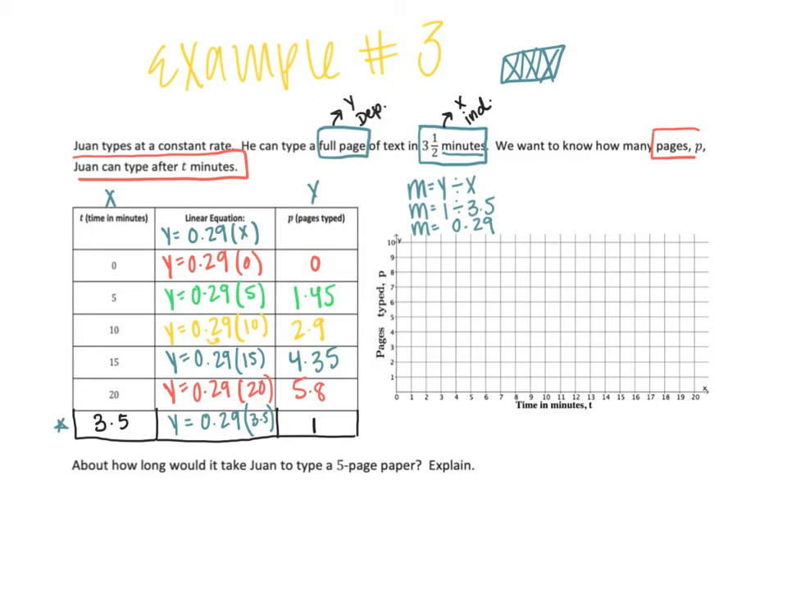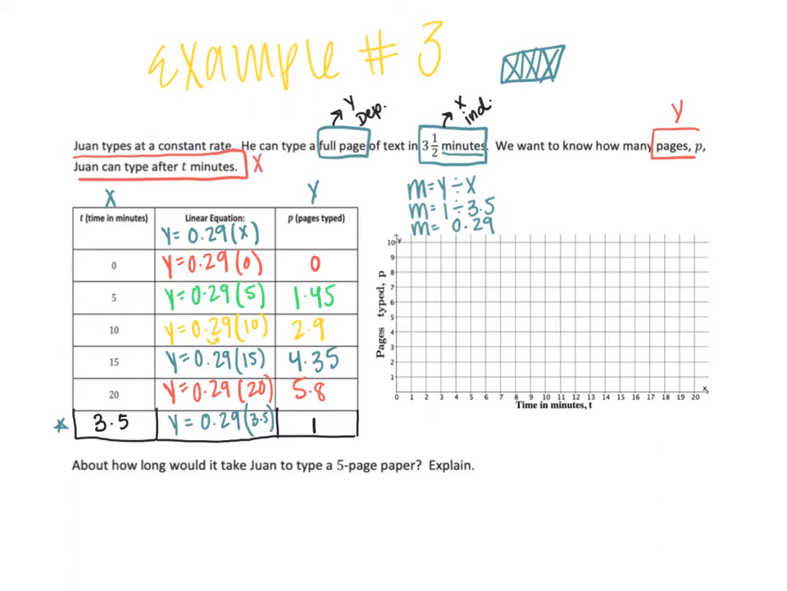So I filled out my table, but I'm going to need to answer this question that at the top I boxed in red. So that's the first question they give me. How many pages can one type after t minutes? So we know that y equals 0.29 times x. But in this case, they're wanting us to use p for our y value and t for our x value.